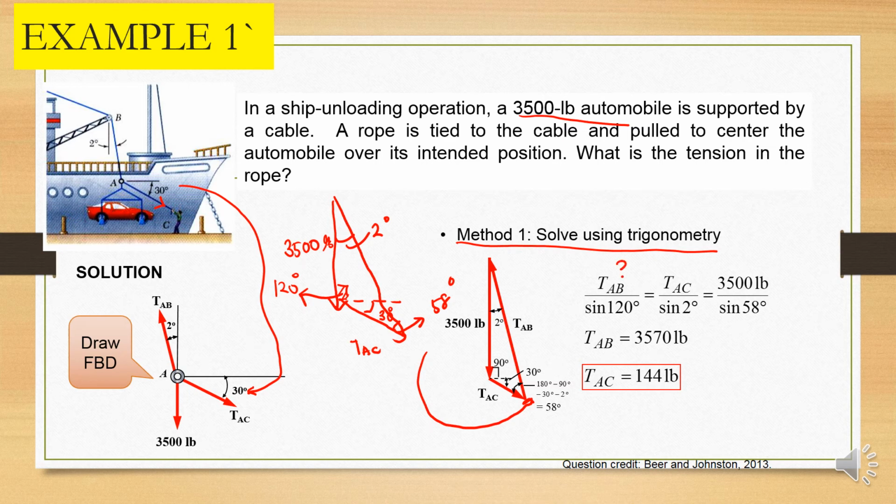What is the TAB and what is the TAC? From calculation, after you solve it through mathematical calculation, you will get your TAB as 3,570 pounds and your TAC as 144 pounds. So we are done with method 1 using the trigonometry method. Now let's take a look at the second method, which is using the rectangular component.